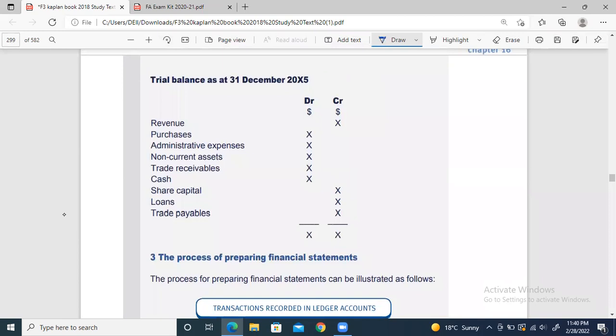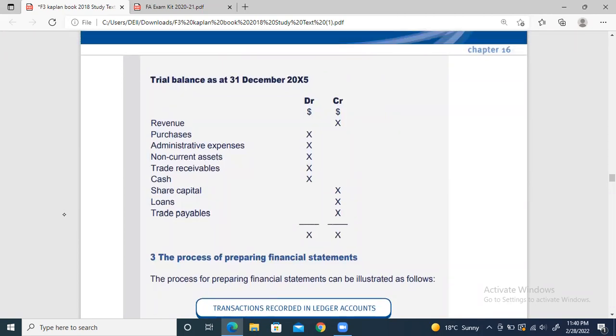Let's discuss this as well. I was telling you that trial balance is basically an error checking device that is used in the company. Now, this is actually not a proper financial statement because it's just for the internal use of the company. So trial balance looks something like this.